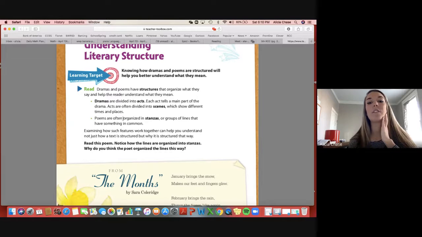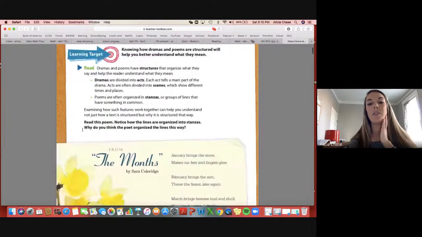Continuing. Poems are often organized in stanzas, or groups of lines that have something in common. Okay? Stanzas is another term you need to define. Stanzas are groups of lines in a poem that have something in common. It says, examine how such features work together and can help you understand not just how the text is structured, but why it is structured that way. Read this poem and notice how the lines are organized into stanzas. Why do you think the poet organized the lines this way?